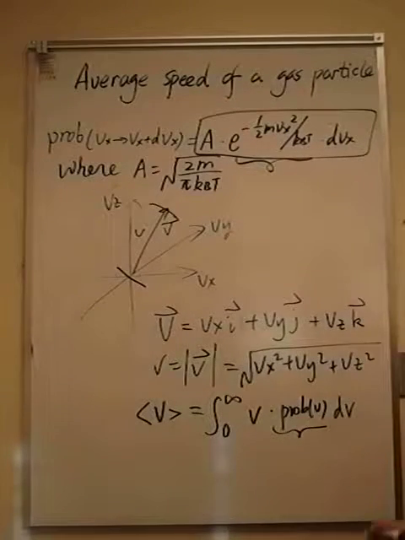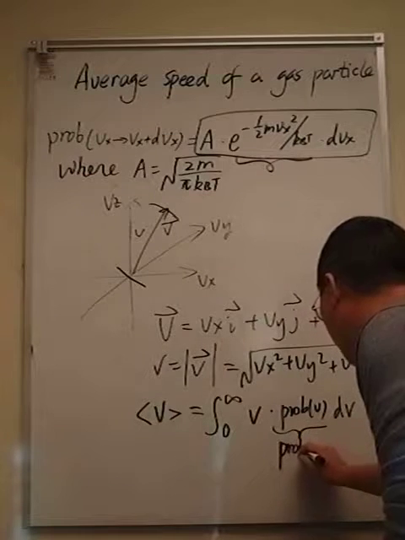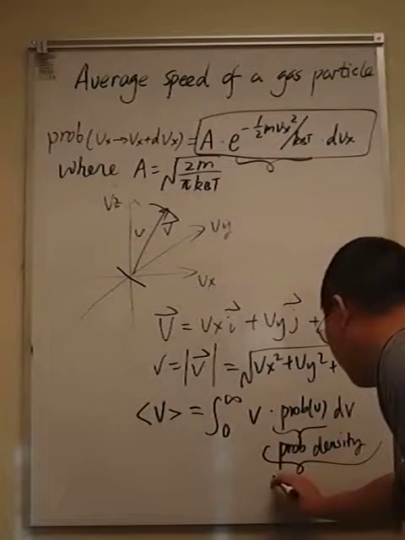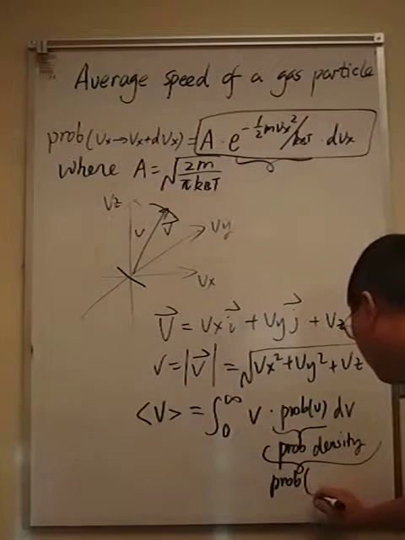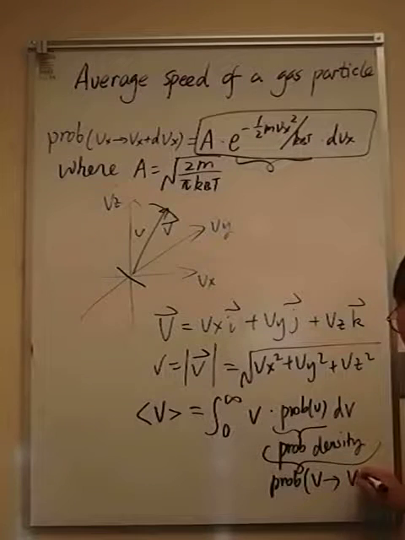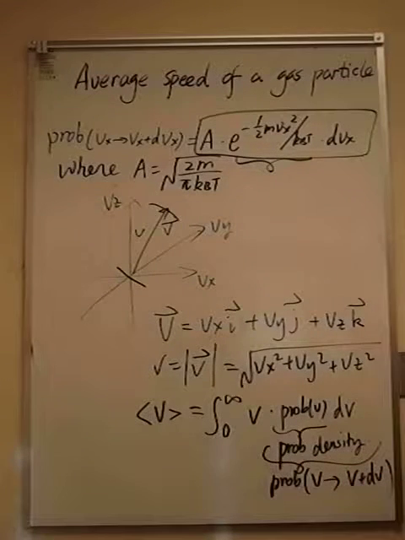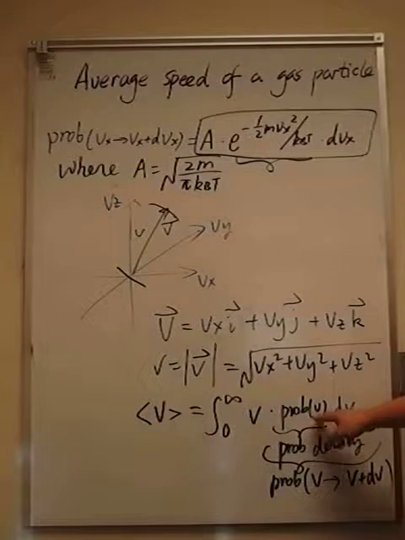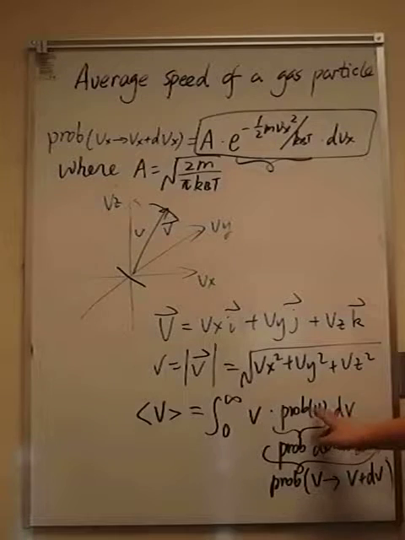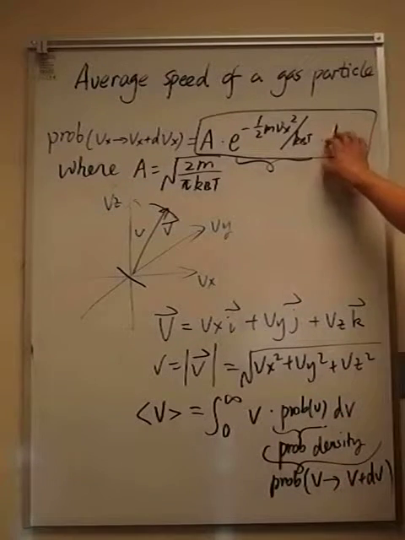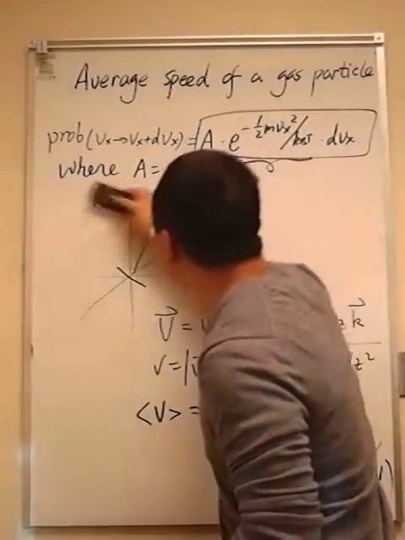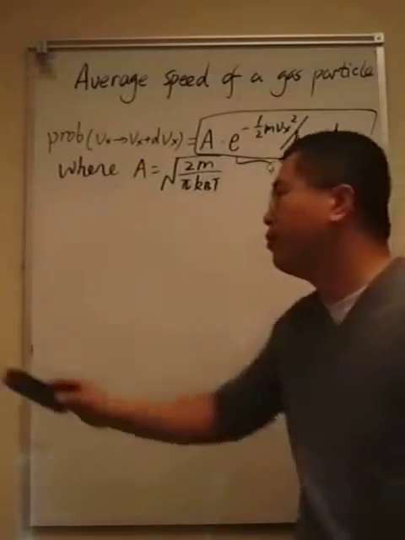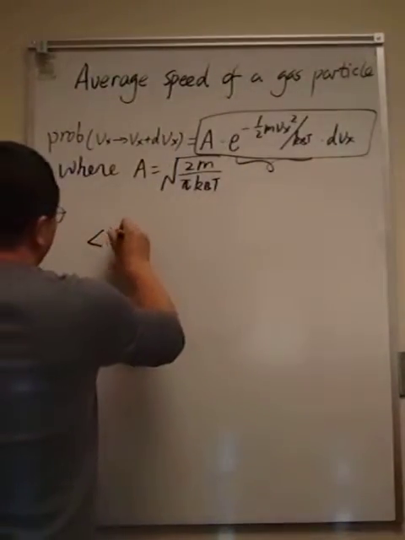To be more precise, this is actually probability density. And this whole thing is the probability of finding a particle moving at the speed between V and V plus dV. Alright, so I'm going to do this, but how about the probability of finding the particle moving at speed between V and V plus dV? We'll have to use this equation, and we'll have to do a transformation from the Cartesian coordinates to the polar coordinates.